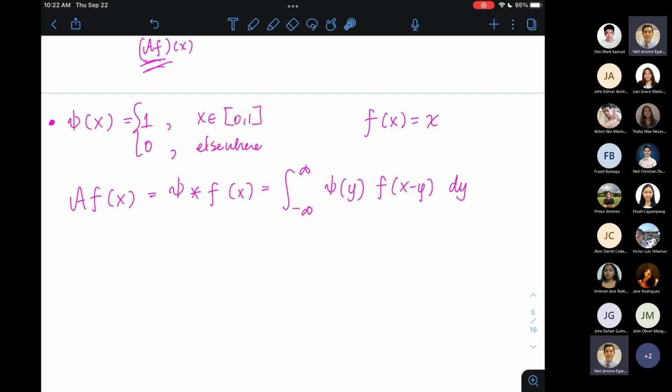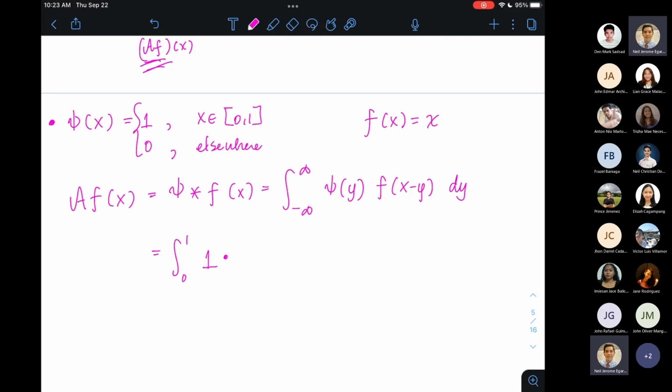And let's see what happens, right? Now, psi is supported only on the interval 0 to 1. So 0 si psi sa labas ng interval 0, 1. So ibig sabihin, from negative infinity to 0 and 1 to positive infinity, 0 yung value ng integral. So we can just integrate from 0 to 1. Masaya tayo kasi wala nang improper integrals na involved dyan. And then this will just be 1.